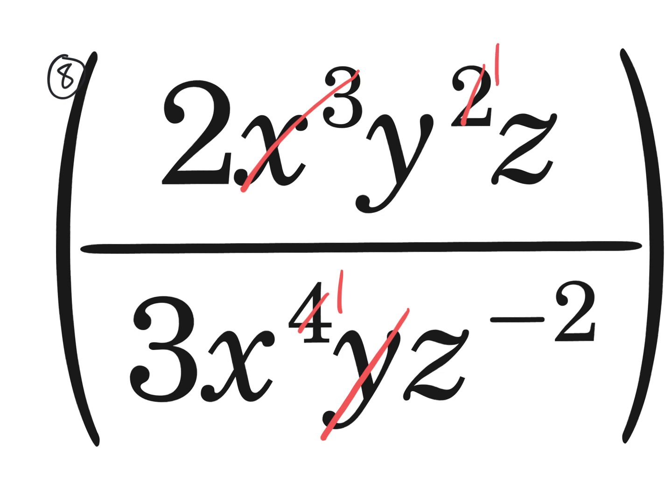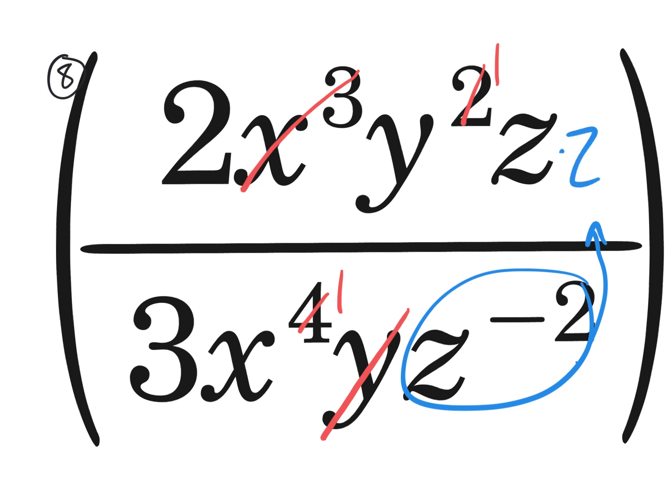Okay? Could we cancel out this z with that z? No. Why not? That's a negative exponent. And what do you do with negative exponents? You grab them, move them to the other side. That's going to become a z to the positive 2. So now it's no longer at the bottom, it's on the top.